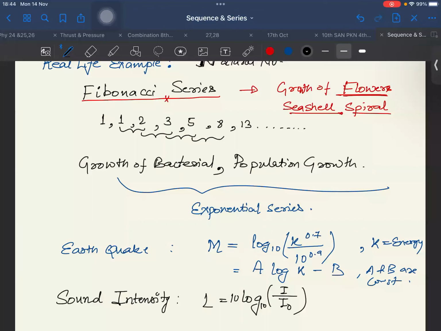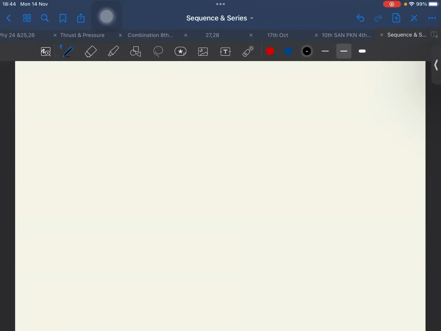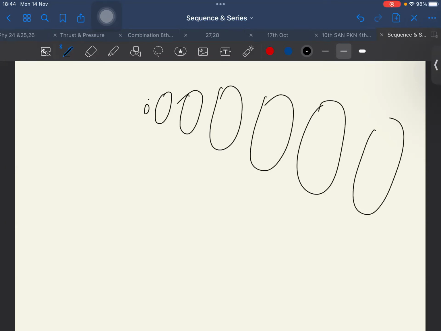Or sometimes, have you heard a fighter craft or airplane going by your side, somewhere nearby? It will release a wave in the form of concentric circles, sound waves. So these are also in magnitude. This is also your exponential series or logarithmic series.